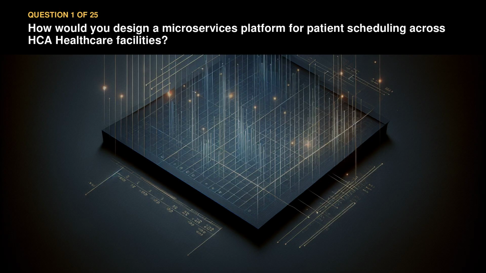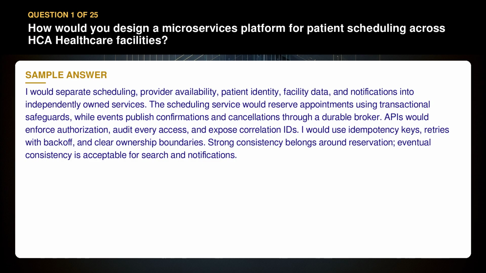Question 1. How would you design a microservices platform for patient scheduling across HCA Healthcare facilities? I would separate scheduling, provider availability, patient identity, facility data, and notifications into independently owned services. The scheduling service would reserve appointments using transactional safeguards, while events publish confirmations and cancellations through a durable broker. APIs would enforce authorization, audit every access, and expose correlation IDs.